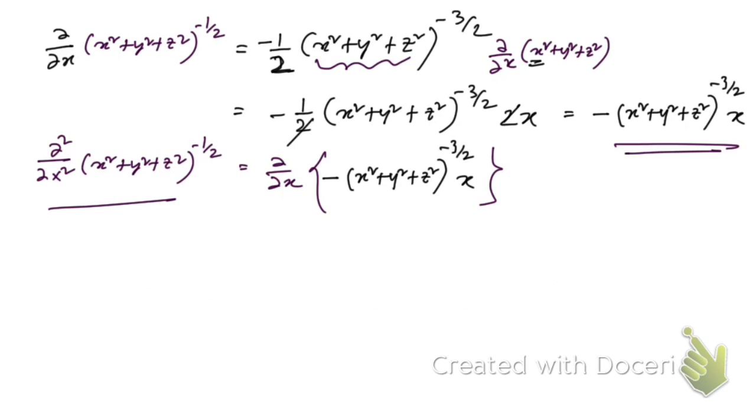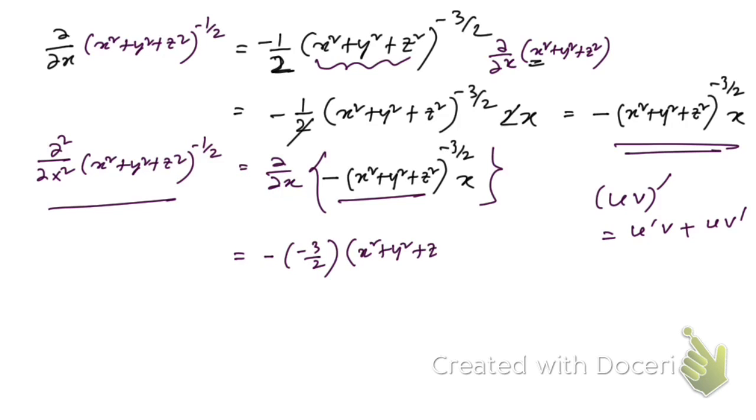In order to differentiate it, we have to consider this as u and this one as v, right? So we're going to use the product rule: derivative of u into v plus u into derivative of v. If we apply that, first consider this one as u. If you differentiate this again, then you're going to have minus 3 by 2, then x square plus y square plus z square, again minus 3 by 2 minus 1, that's going to be minus 5 by 2.